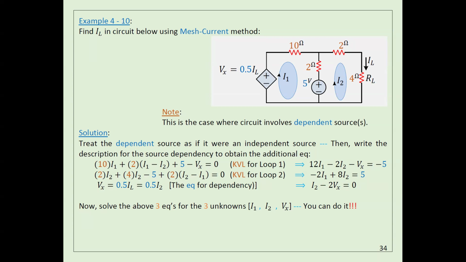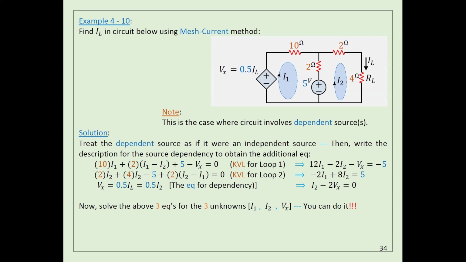That's it. So instead of using IL, here is IL, the current here is I2, and the current here is I2. So in this specific case, IL is equal to I2. So actually it's only two unknowns, I1 and I2. I can simply replace IL with I2, and now this one becomes 0.5 I2. You got it? This is how you should solve such a problem.